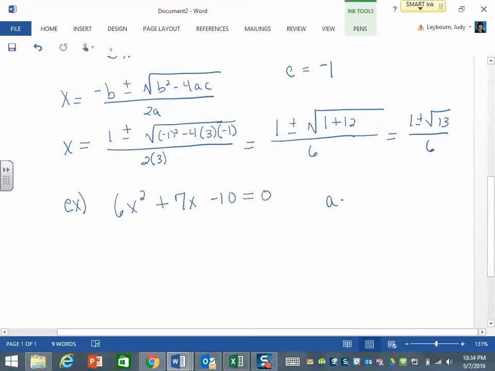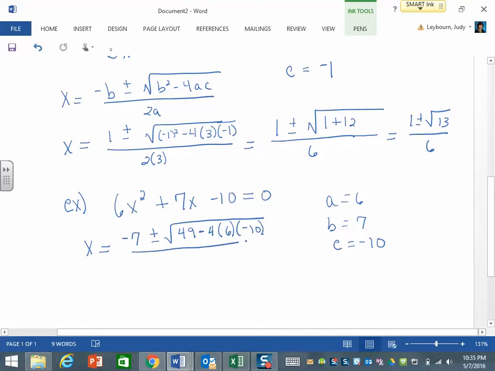Okay, so a is equal to 6, b is equal to 7, c is equal to negative 10, since our equation was already equal to 0. And then we have x is equal to the opposite of b, which is negative 7, plus or minus the square root. b squared is 49, minus 4 times a, which is 6, times negative 10. And all of this is being divided by 2a, which is 12.